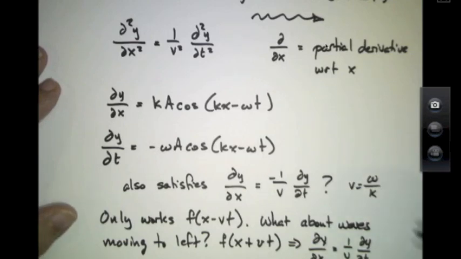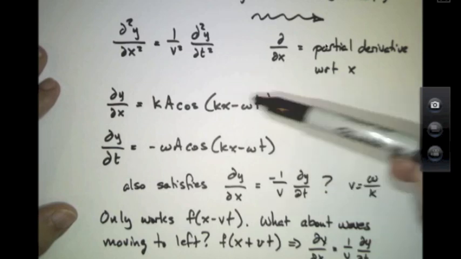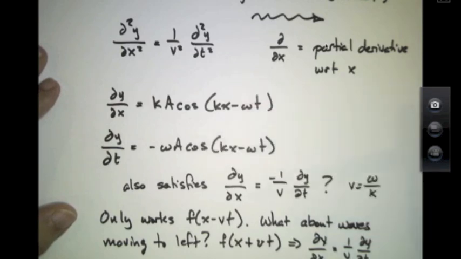So this is why we resort to second derivatives, because the second derivative will always cancel out that minus sign right there, and so the wave equation works for both left and right traveling waves.